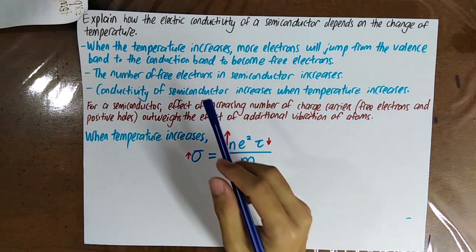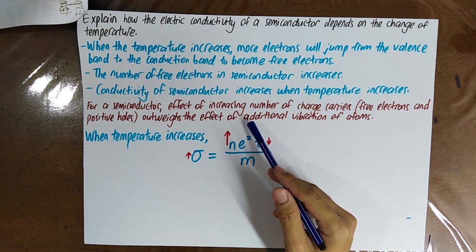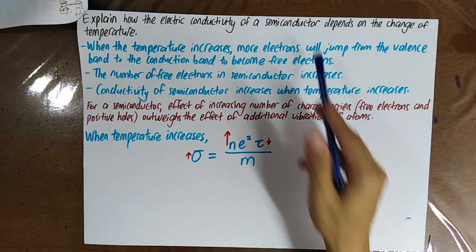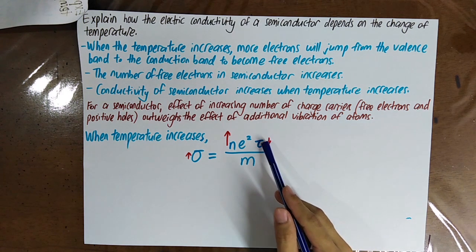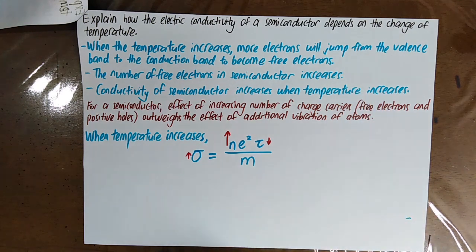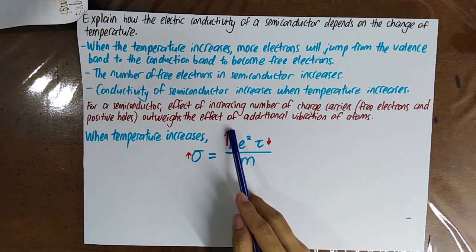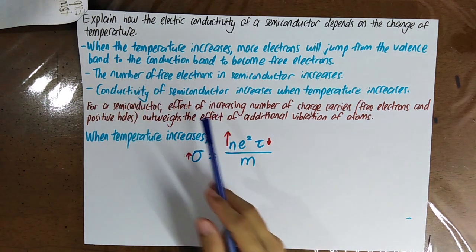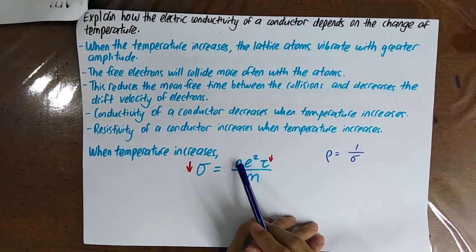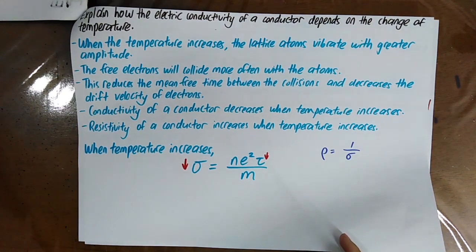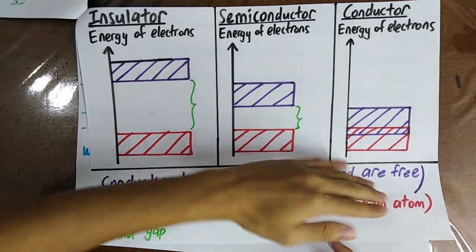In fact, when temperature increases, there is also additional vibration of atoms inside the semiconductor. That means the mean free time still decreases when the temperature increases. However, for the semiconductor, N will increase when the temperature increases. Just now for the conductor, N is just a constant because all the electrons are already inside the conduction band. They do not need to be promoted anymore.